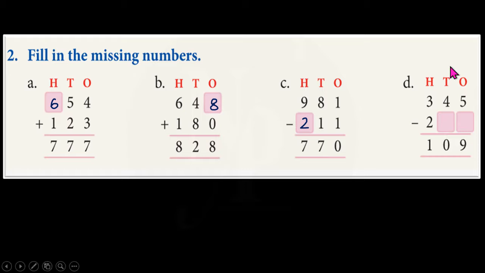So here you should notice that the digit in one's place in the answer is more than the digit in this first number, that is 5. So the number we write here should give us 9 as difference. That means on subtracting any number from 5 cannot give 9 as difference.